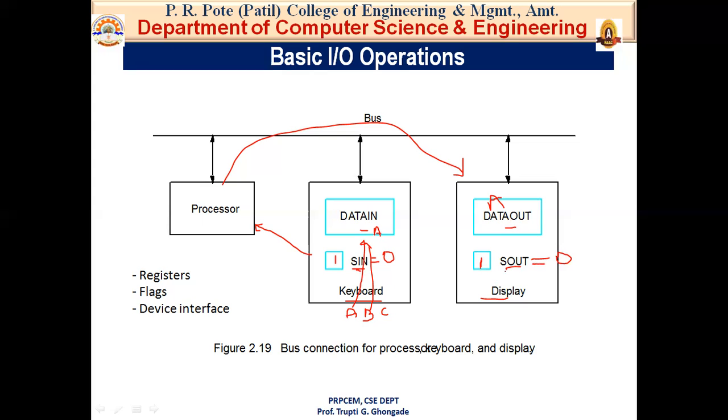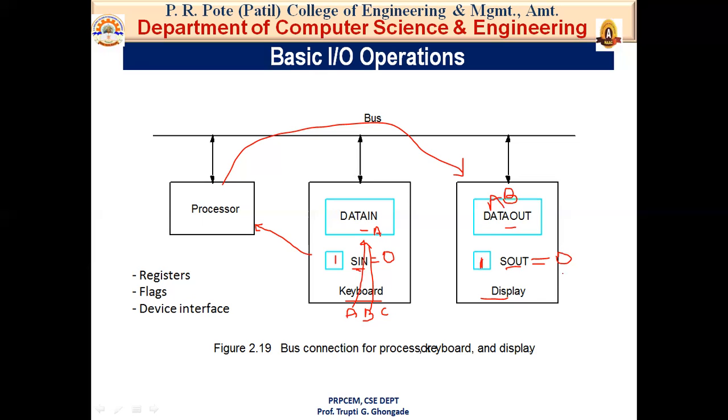Again, when your S out is set to 1, it tells the processor that yes, I am ready to receive another character. Then the processor transfers the second character, that is B, to your output device. And whenever this output device receives data, your S out register is set to 0. And this process repeats again and again.